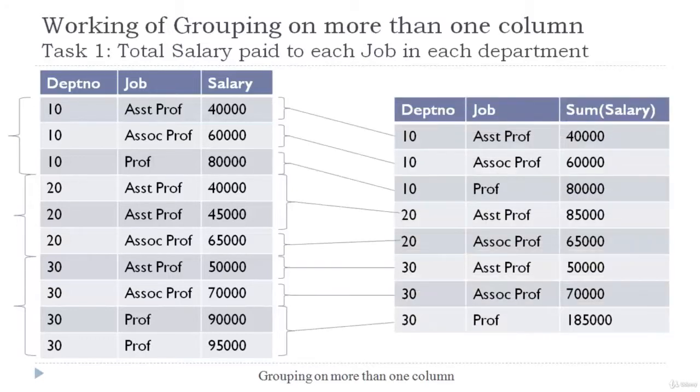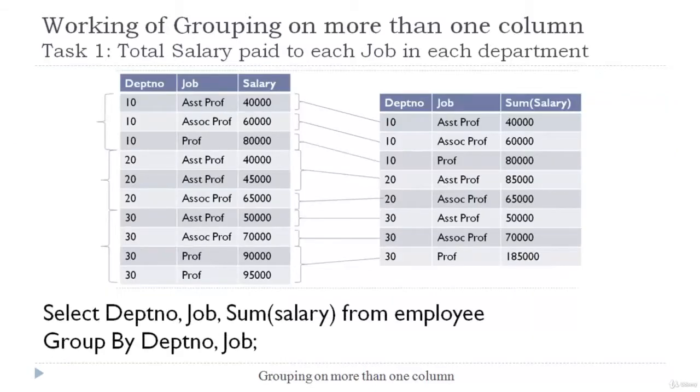After creating these subgroups, a sum salary function will be applied to each subgroup to display its corresponding total salary, as shown here. The query to perform the above task is: select department number, comma job, sum salary from employee, group by department number, comma job. Here in the group by clause, we have specified two columns, department number and job.